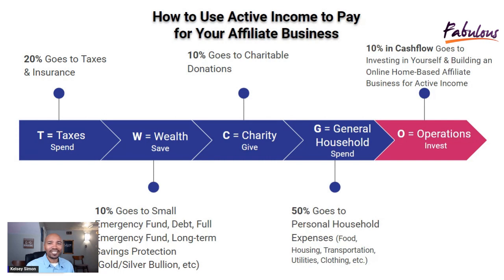So this is how you take your active income from your job and convert it, or at least get you started with building an affiliate business so that you can have additional income coming into your household.